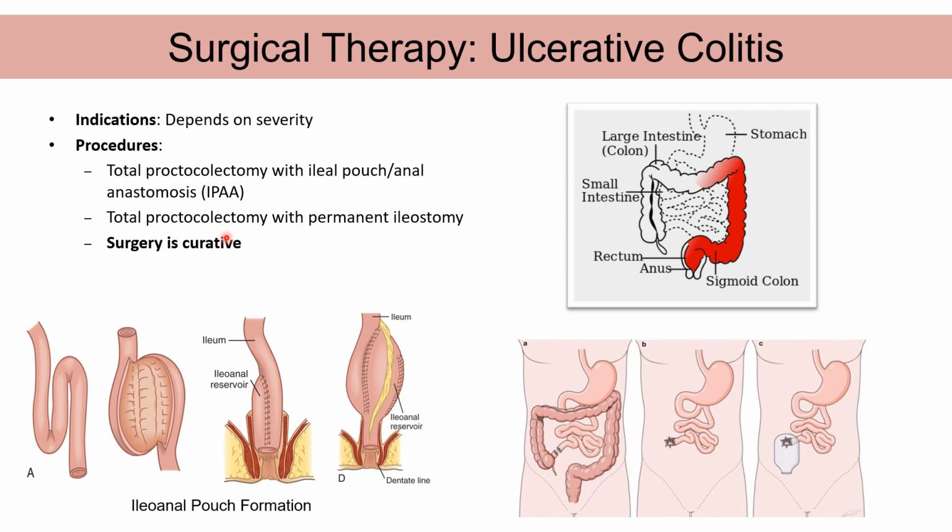We have an IPAA, which is a total proctocolectomy with ileal pouch-anal anastomosis. They get very creative, and these work for people. So you can kind of look at the picture and see what they do. The patient could end up with an ileostomy, which is removal of the whole colon and having an ostomy at the small intestine.